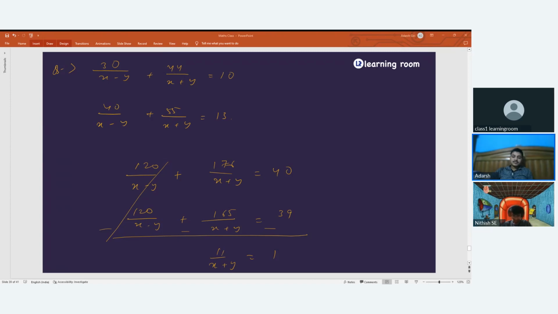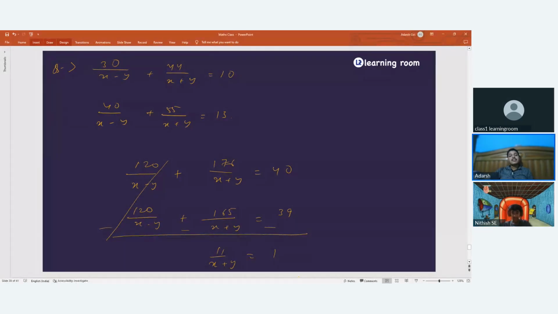This is one equation you got, sir. Okay, then you have to balance this one. One more thing you can do: you got x plus y is equal to 11. You put x plus y is equal to 11 in any of the two equations. Like here, you put 11 and then try to find x minus y. It will be 40 by x minus y plus 55 by 11 is equal to 13. So you solve all this and try to find what is x minus y.